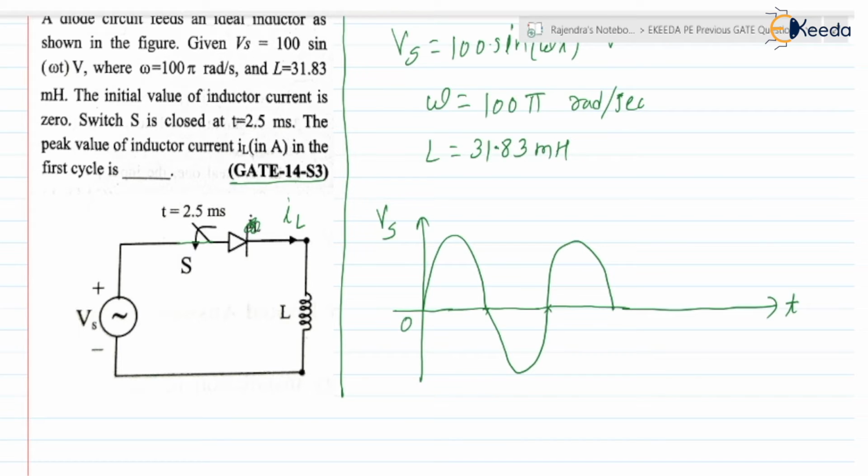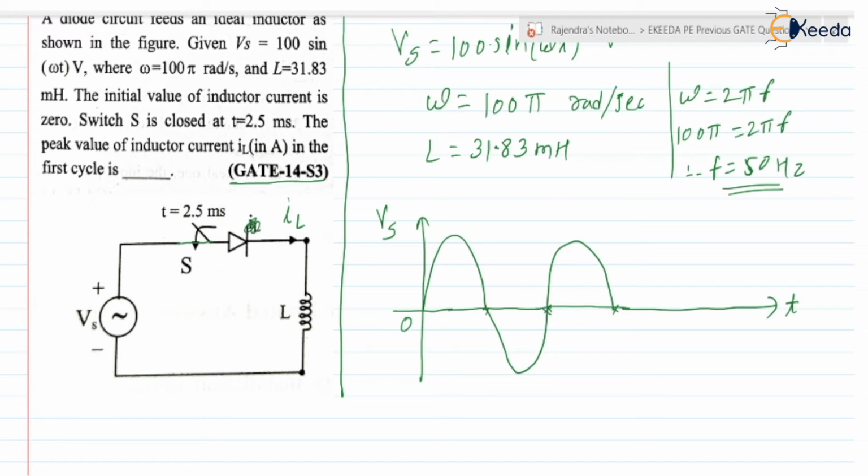Next, the time taken to complete one cycle. Omega is equal to 100 pi, and omega is nothing but 2 pi f. So we can write omega is equal to 2 pi f, which is equal to 100 pi. Therefore, f is equal to 50 hertz.